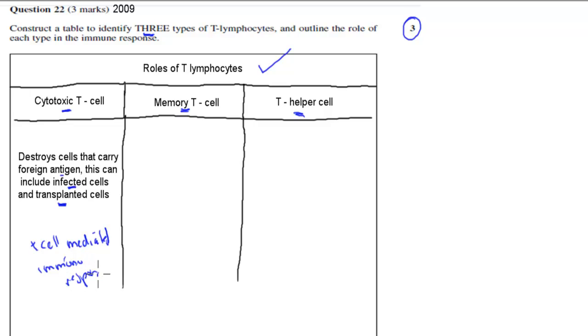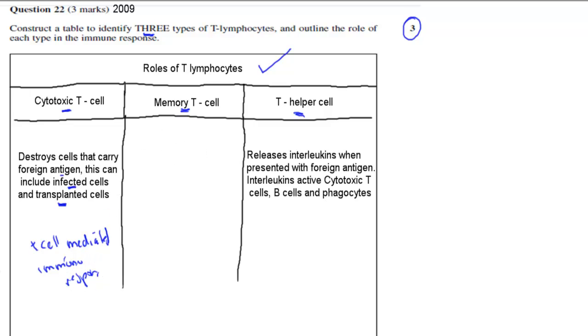Then you could have, I chose the memory cells. Or first I'm going to talk about the T helper cells. The T helper cells release interleukins, which are chemicals. They release interleukins when presented with foreign antigens. So if some B cell or the phagocytes brings them foreign antigens, they will release these interleukins, and these interleukins will then activate your cytotoxic T cells and B cells and phagocytes. So they're the ones who activate.